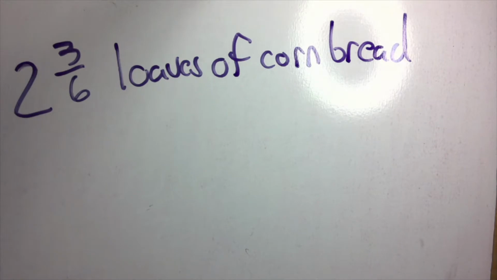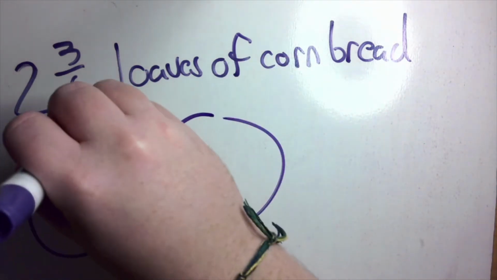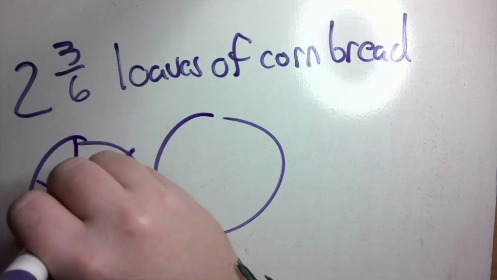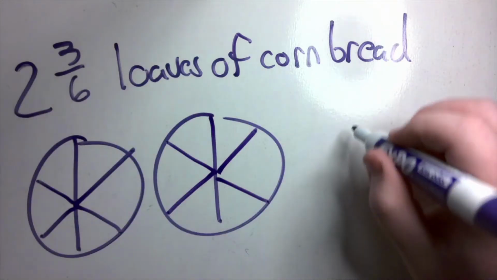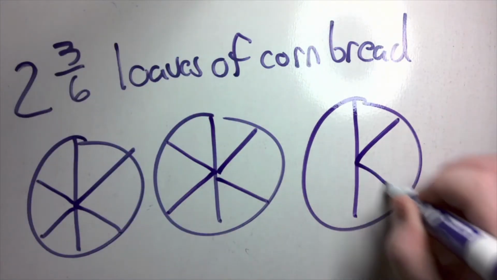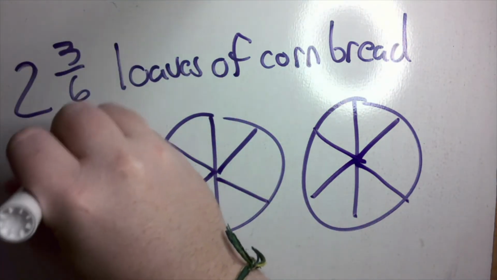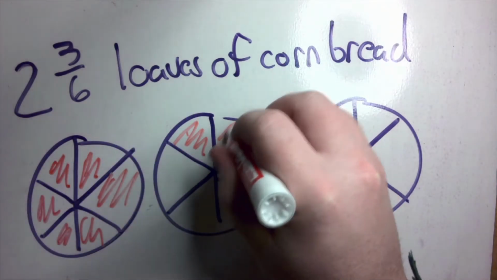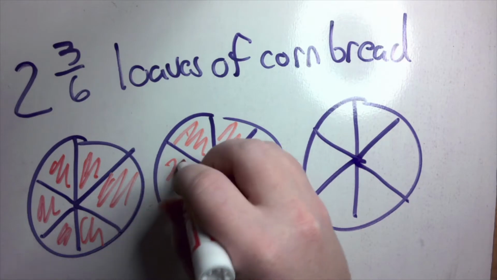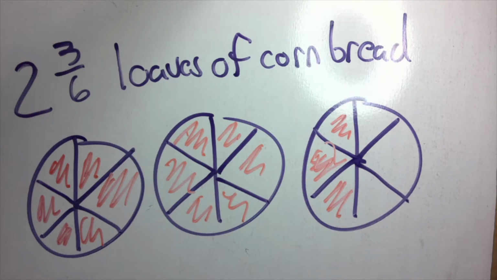Each loaf was cut into 1/6 size pieces. So let's go ahead and just draw that. We have 2. Let's cut those into 1/6 size pieces. And then we have an additional 3/6. So we're going to add a third one right here and cut that into 6 size pieces. However, because we have 2 3/6, let's make sure we shade this properly. I'm just going to do a quick job. So we have 2 of these that are completely shaded in, and then 3/6 or 1/2 of that other one shaded in.